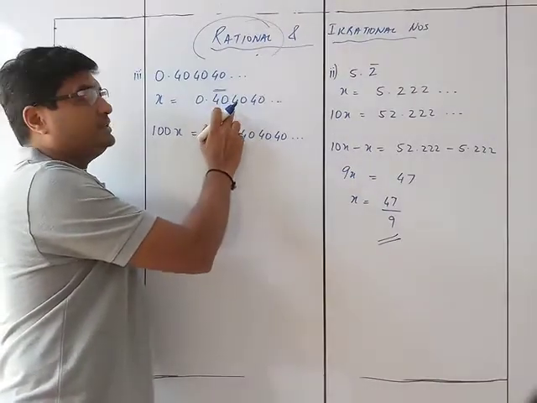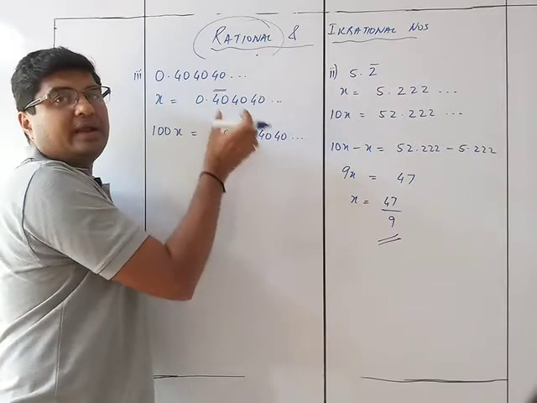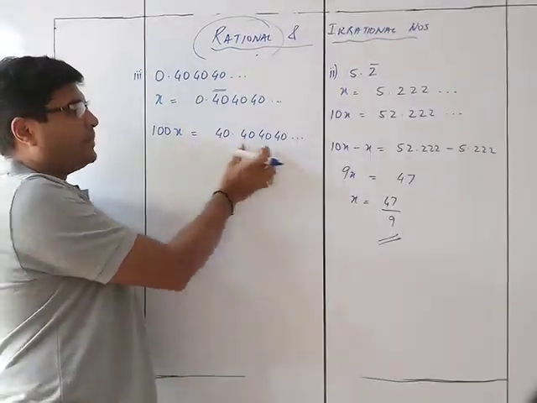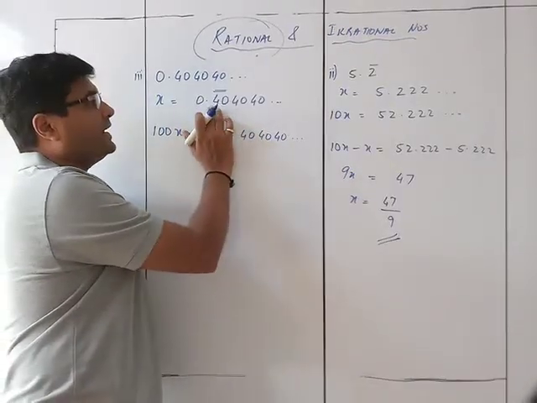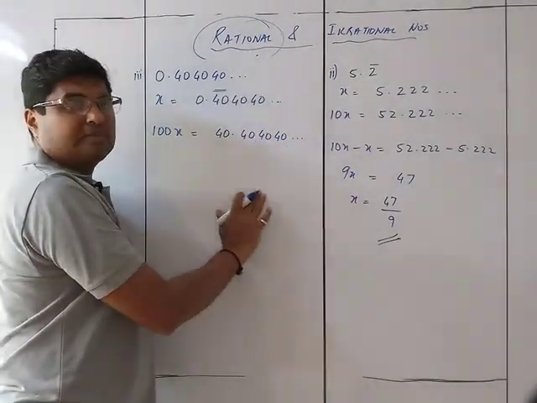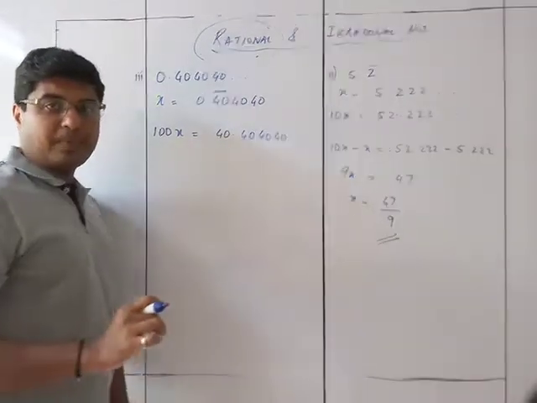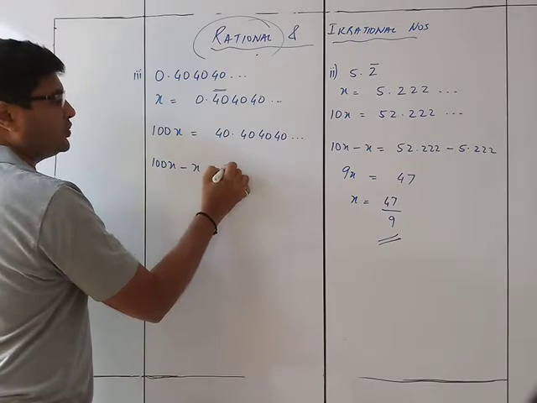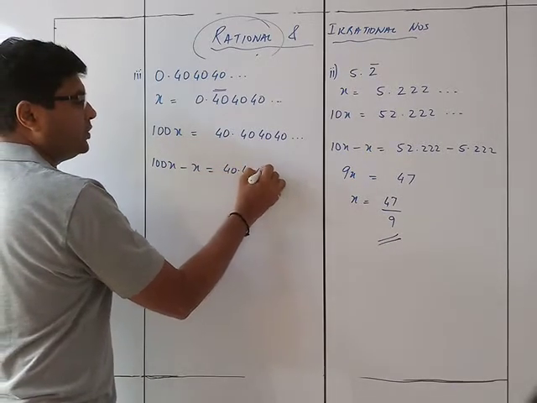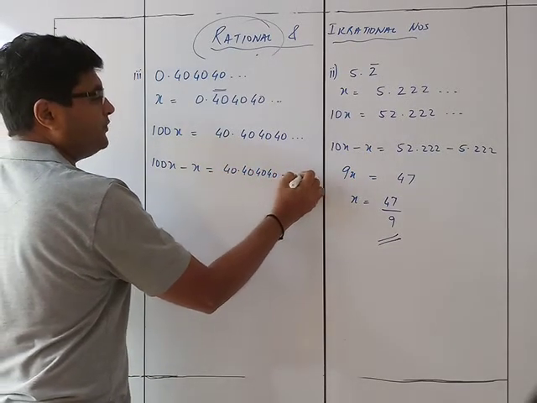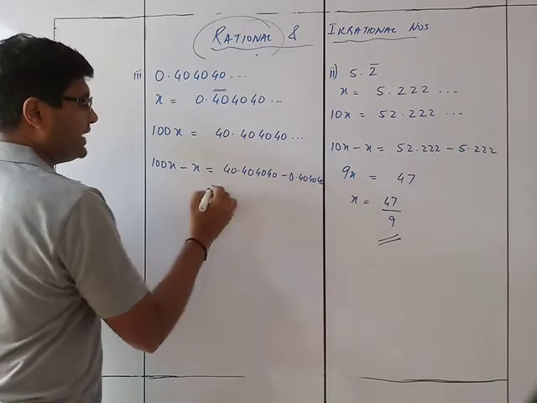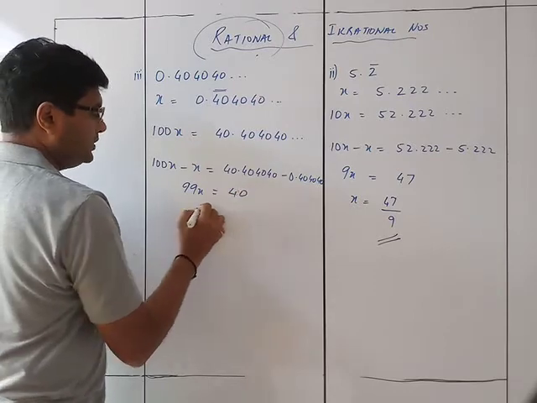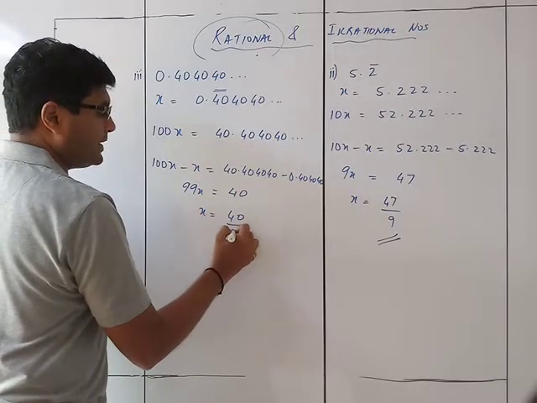such a number that all the recurring digits, the number of digits which are recurring, come to one side here, and the rest of the recurring part remains the same. So the recurring part over here and the recurring part over here should remain the same, and this should be easily subtractable. So accordingly we have over here that 100x minus x is equal to 40.404040 minus 0.404040. So that gives me 99x is equal to 40. So x is equal to 40 upon 99.